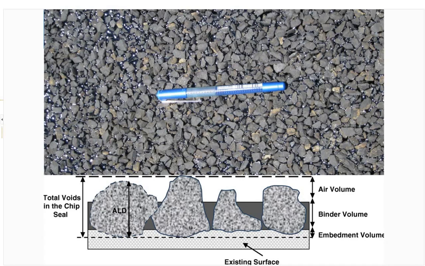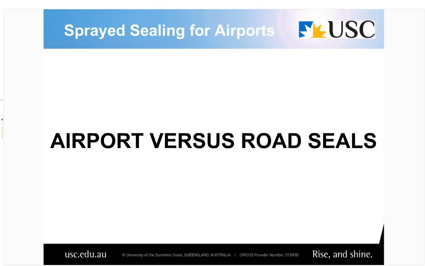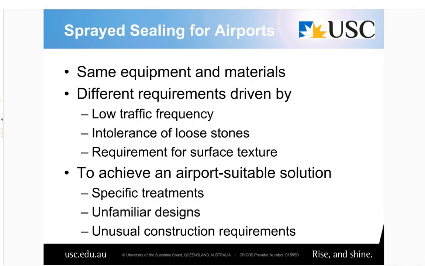One of the big mistakes I think I see some of the regional airports making on a reasonably regular basis is putting road seals on their runways. And certainly the equipment and the materials are the same, but the design solutions are driven by completely different requirements.